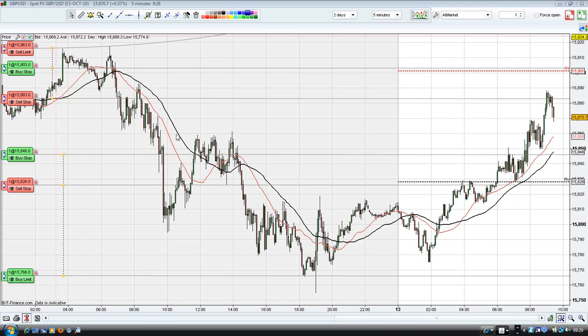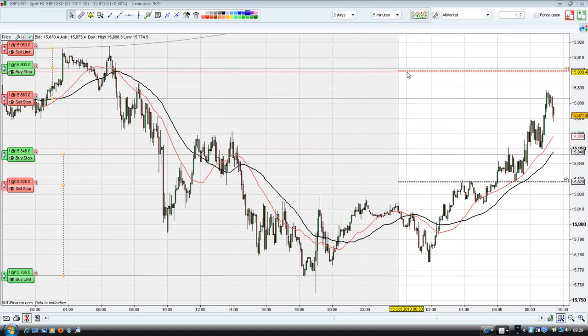As we can see, here's the pound dollar, which obviously the report is going to have a huge impact on, and also on other currency pairs, but especially on the FTSE and the pound dollar because it's a British report. But like I say, it will also affect other financial markets.